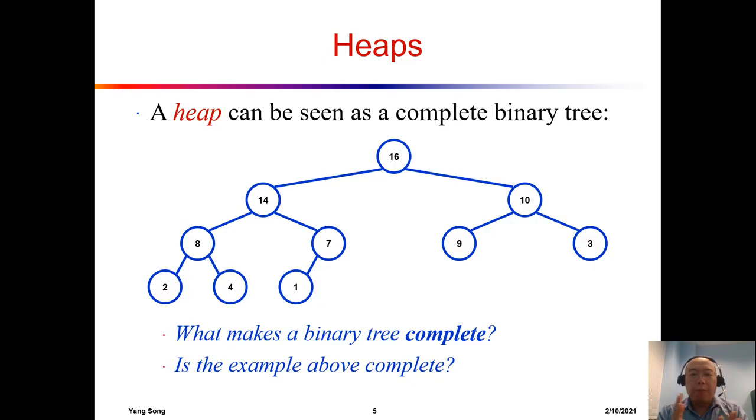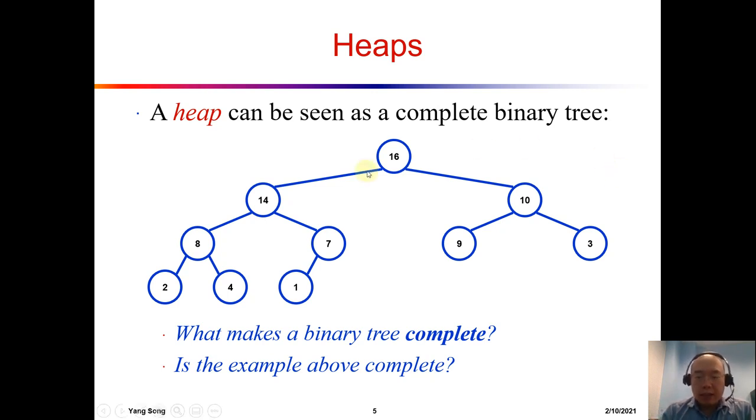And then for a complete tree, you can consider that as a tree structure from top to bottom. If we fill in the nodes from top to bottom, and on each level, we fill in the nodes from the left side to the right side, then we have a complete binary tree structure.